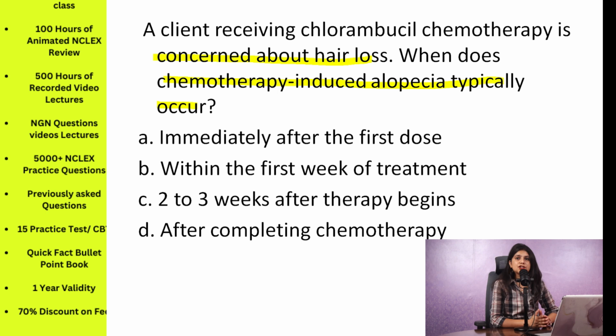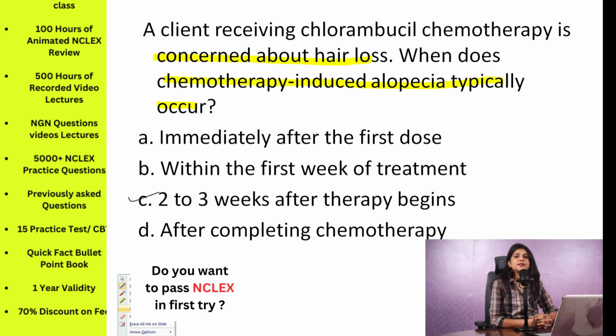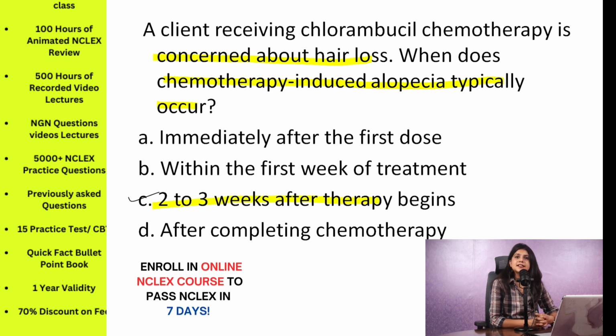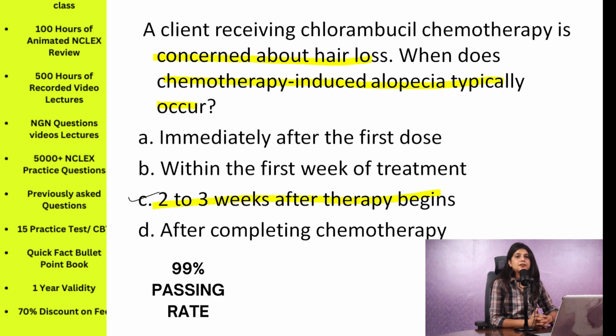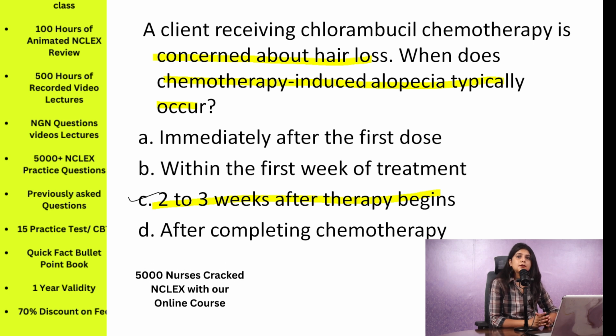Rationale: alopecia, hair loss, from chlorambucil usually begins 2 to 3 weeks after starting treatment. It does not happen immediately or after the first dose. Hair regrowth may begin after chemotherapy is completed.